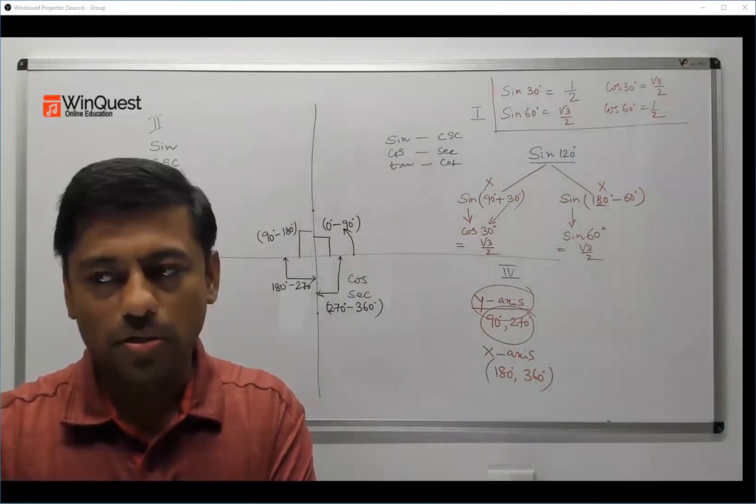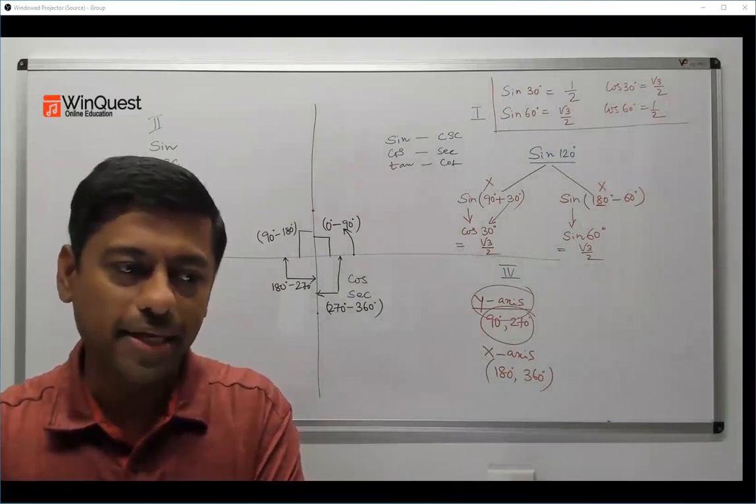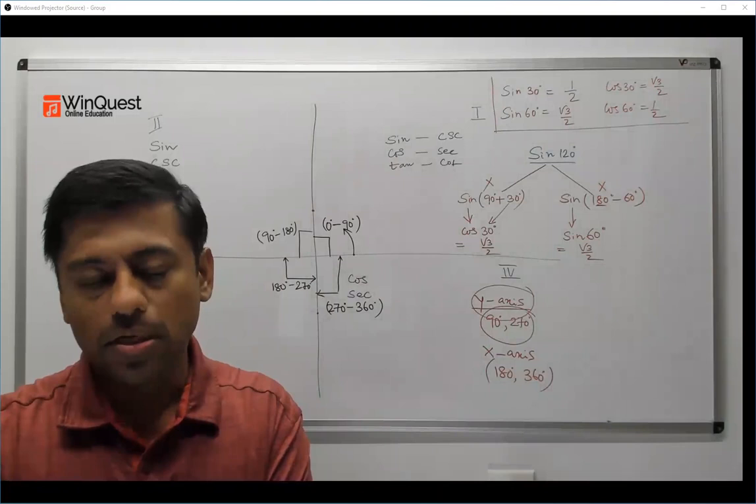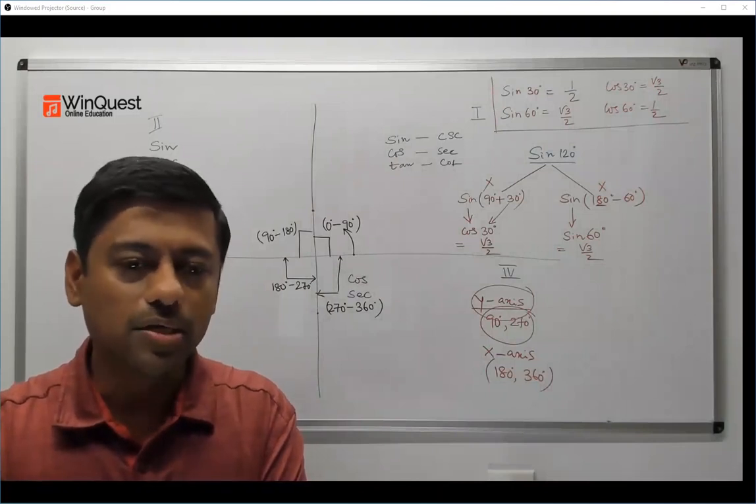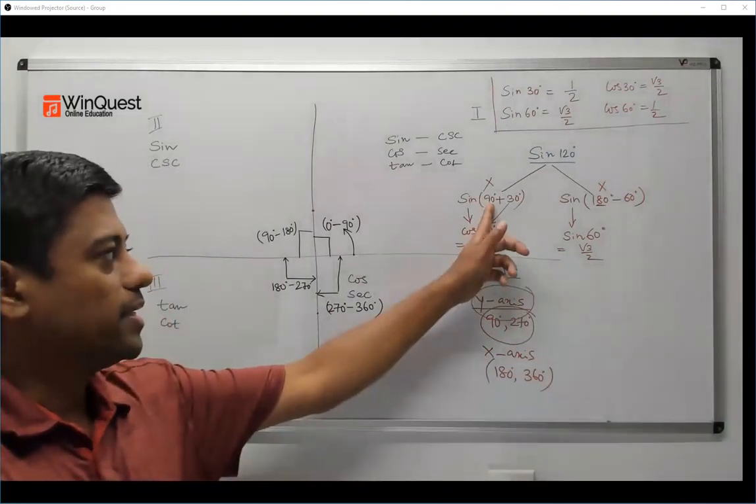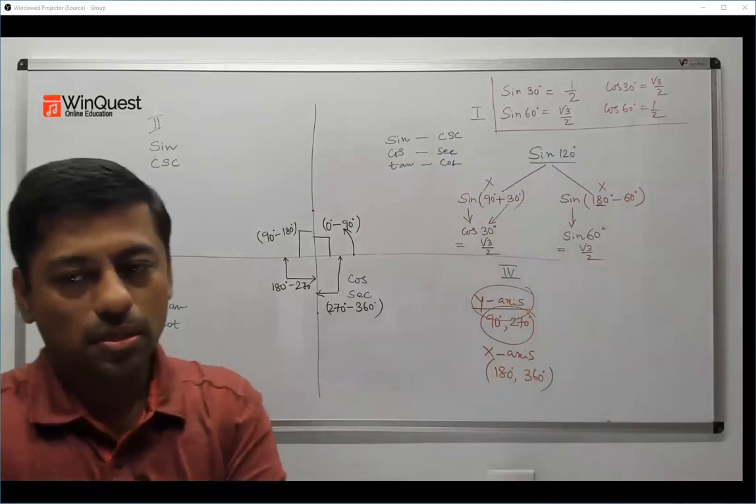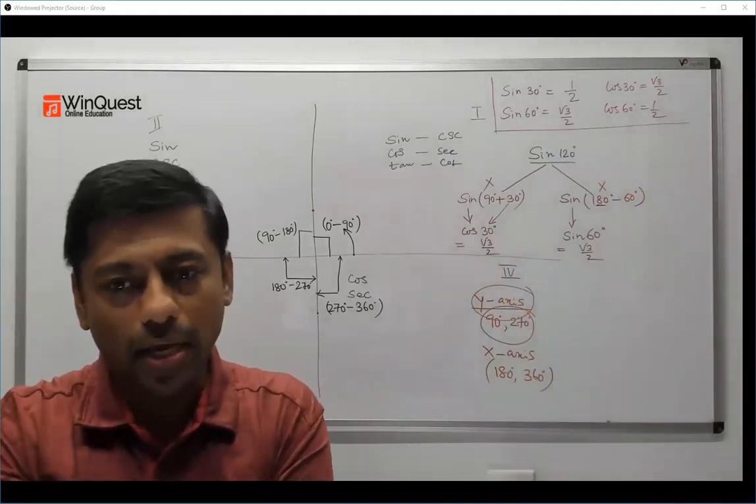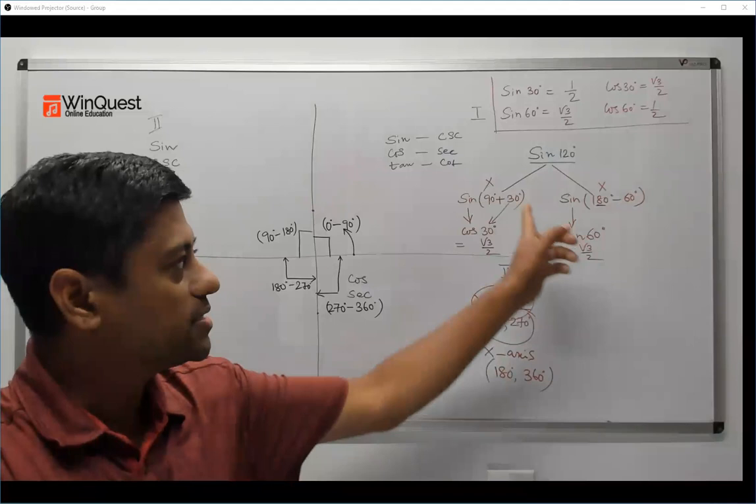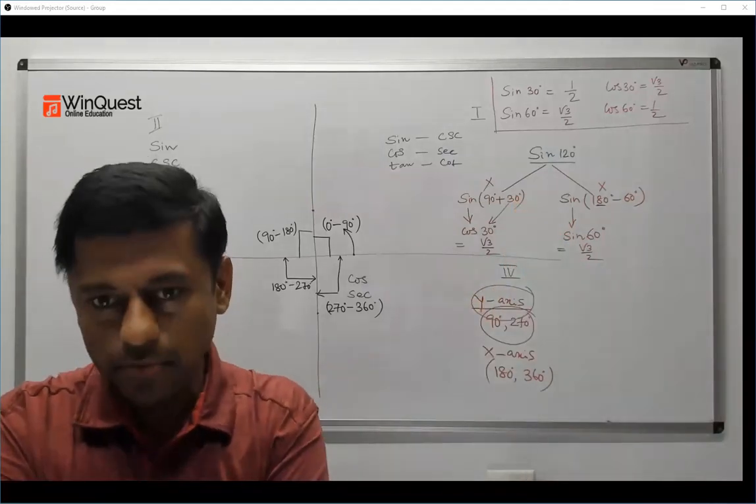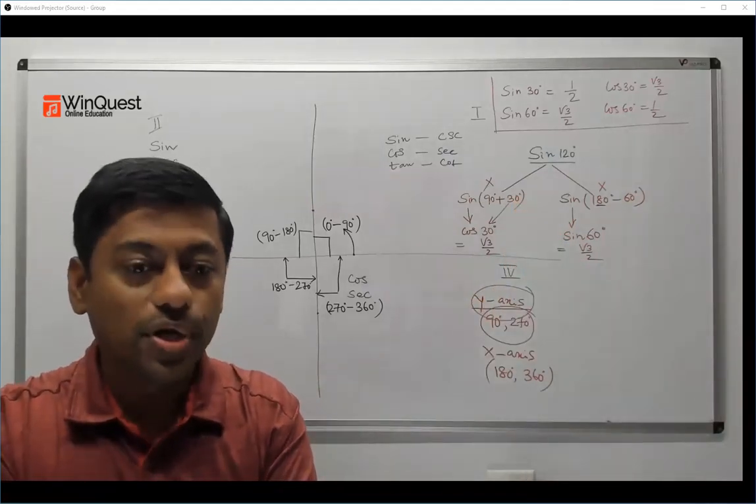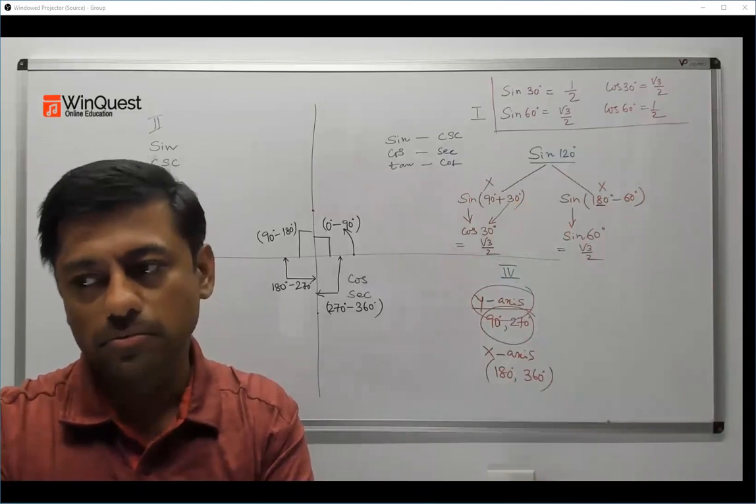Traversal is important. Traversal can be made through x-axis angles and y-axis angles. If you are traveling through 90 degrees or 270 degrees, plus an acute angle, meaning less than 90 degrees, then the trigo function change will be done.